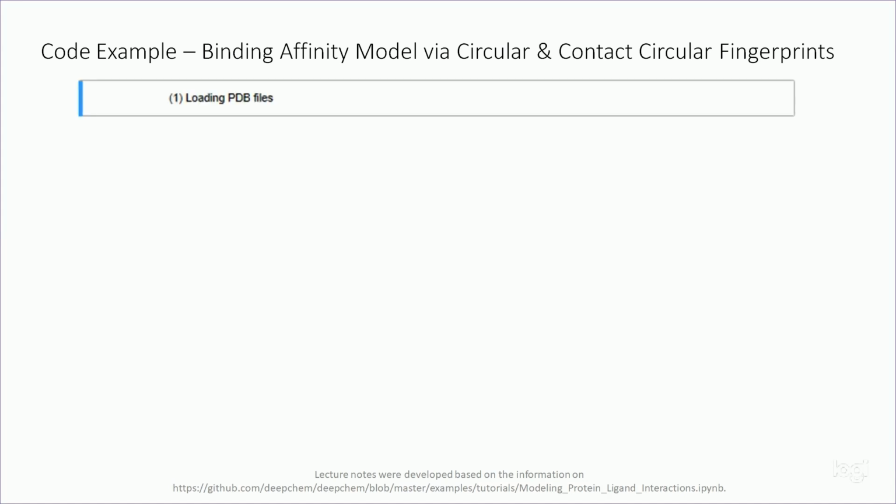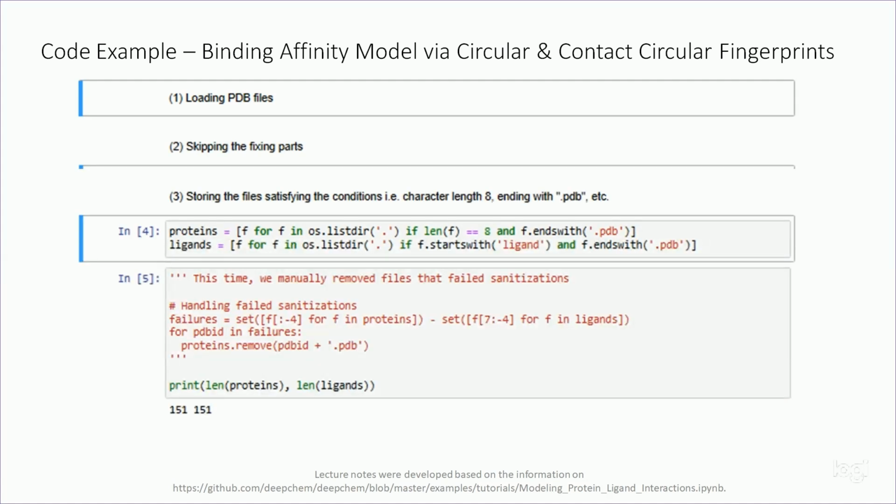Now we will rerun step 1, loading the PDB files. Then we skip step 2, the fixing portion of the code. Then we repeat part of step 3, storing the names in the arrays proteins and ligands. And then we skip the sanitization part of the code. When printing out the remaining data pairs, we get 151 and 151, which is 142 data pairs less than the original data pairs in this PDBbind core data set. So we have further reduced the data pairs.